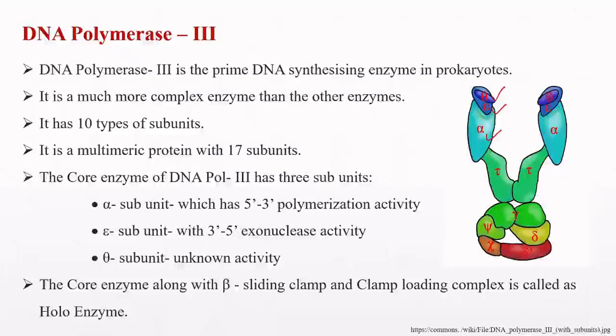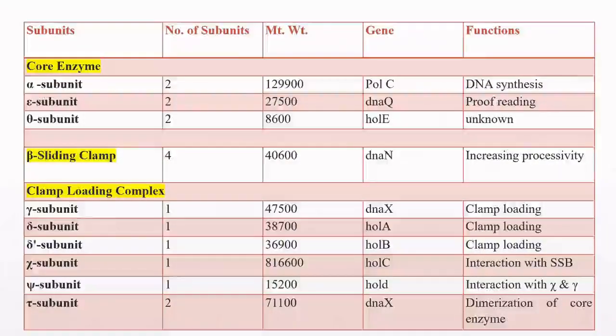So the core enzyme along with the beta sliding clamp and clamp loading complex is called the holoenzyme. So the DNA polymerase III holoenzyme has three parts: core enzyme, beta sliding clamp and clamp loading complex. The core enzyme has three subunits: alpha, epsilon and theta.